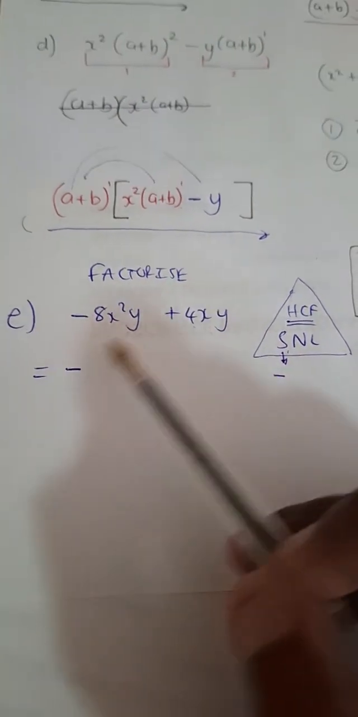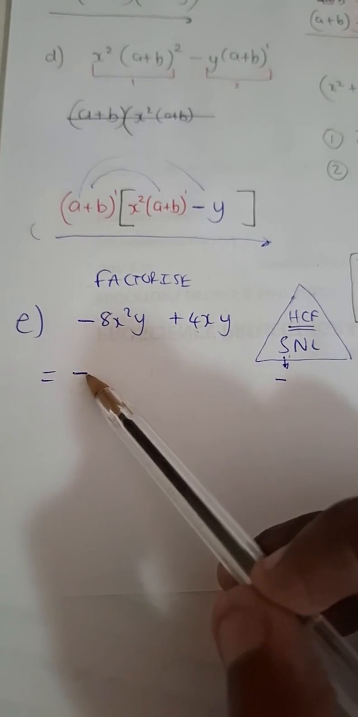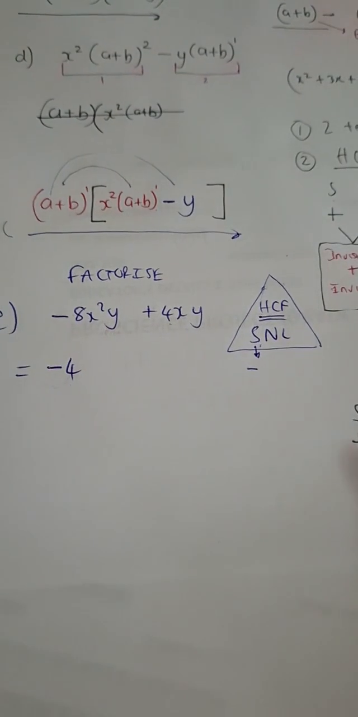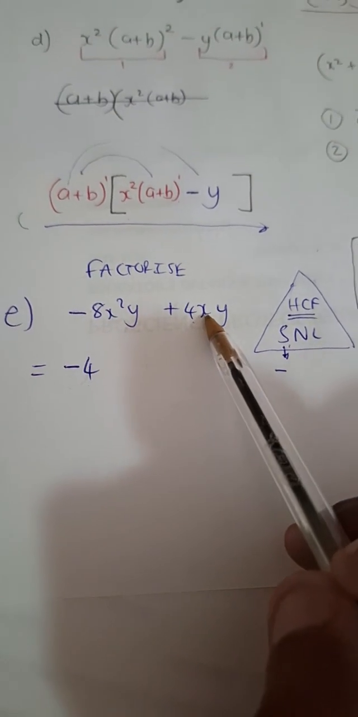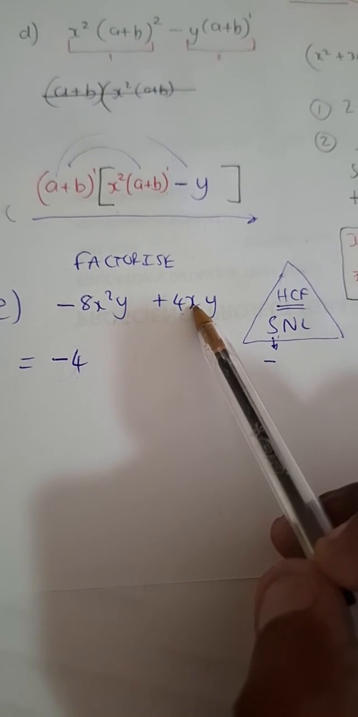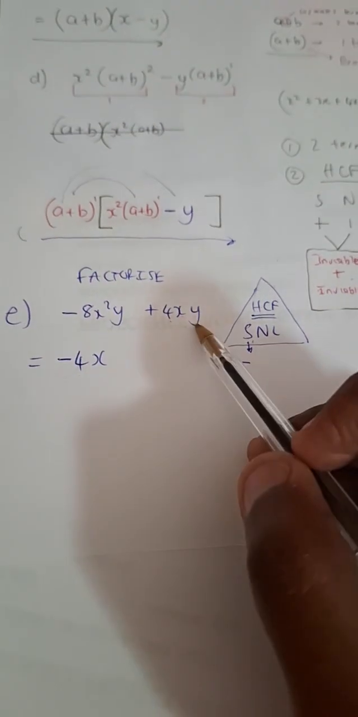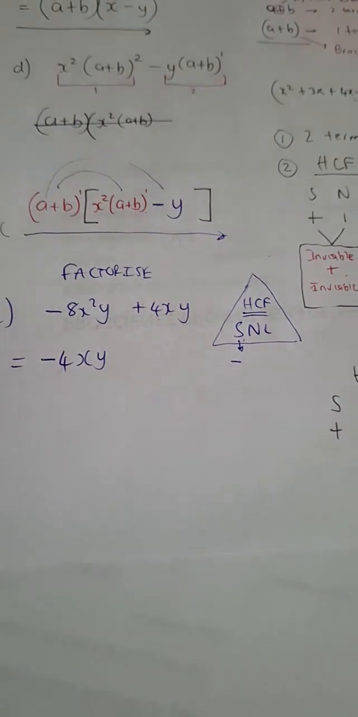Then we look at the number 8 and 4. Remember the first term dictates the sign that we take out. So since the first term is negative, we take out a negative. The highest common factor between 8 and 4, yes, is 4. Very good. Between x squared and x, we take the common base that has the lowest exponent. So that means we have x. Very good. Y and y. Y is common. So we just take y. Because they have the same exponent, we just take out y.